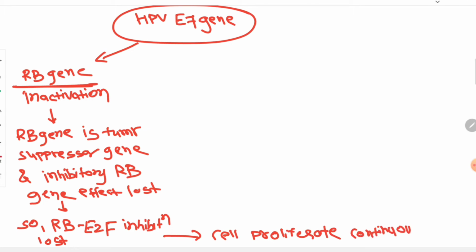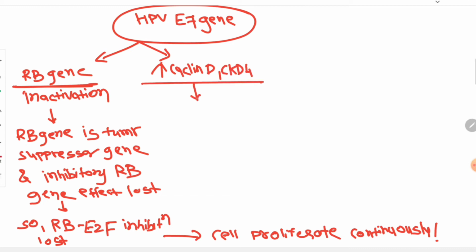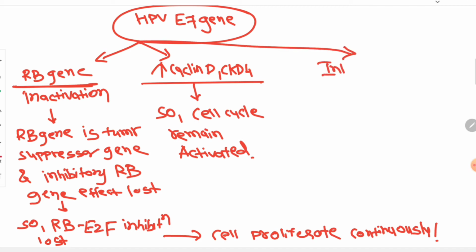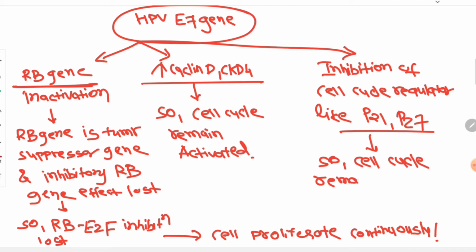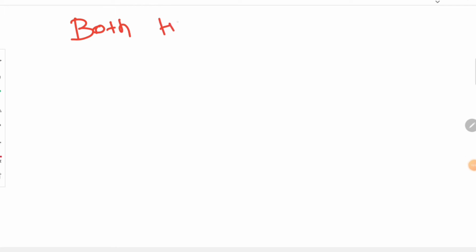The second way is that HPV E7 gene can activate cyclin D and cyclin dependent kinase 4. They can activate cyclin E and A as well. So all these are cell cycle movement causing factors. They will continuously lead to cell cycle remain activated because of upregulation of it. The third way is that this E7 gene inhibits cell cycle regulators like P21 and P27. So the cell cycle will not be regulated and cell cycle remains permanently activated, so cell continuously proliferates, causing the cancer. All right.